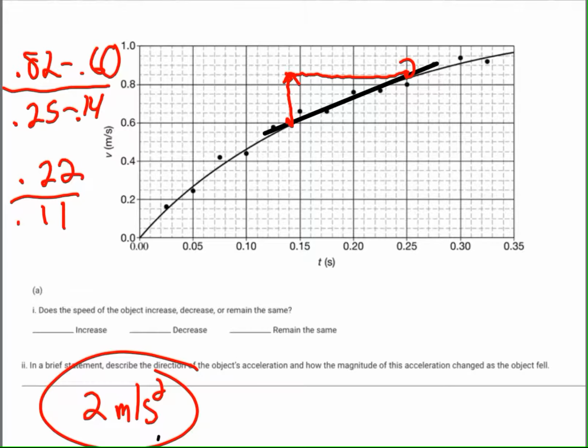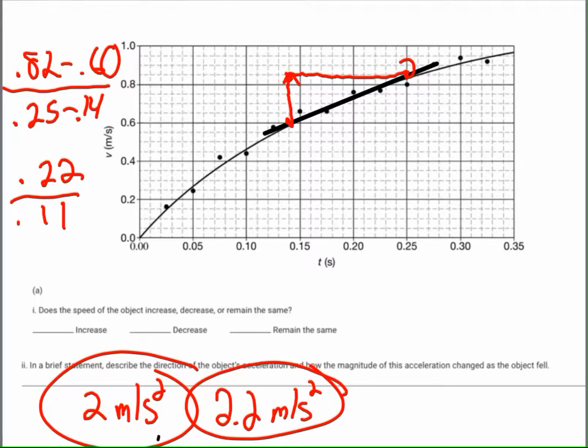Now, the key said 2.2 meters per second squared, and there's definitely going to be some room for error here. Obviously, my line is kind of thick, so maybe it didn't come out exactly the way I did. Maybe I just tried to fudge it a little bit. So let's just say it's got to be somewhere in the 2 to 2.4 or so range. Okay.